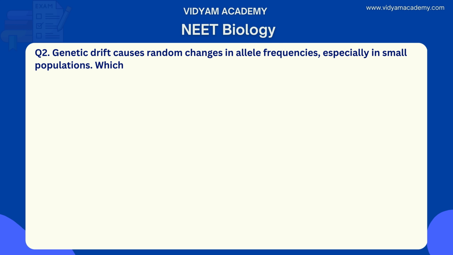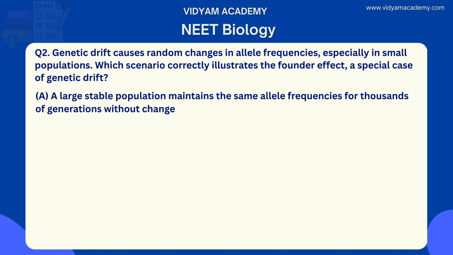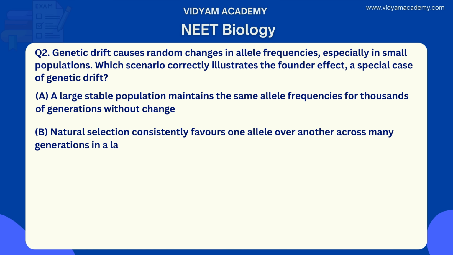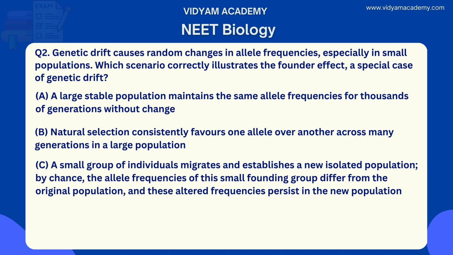Genetic drift causes random changes in allele frequencies, especially in small populations. Which scenario correctly illustrates the founder effect, a special case of genetic drift? Option A. A large stable population maintains the same allele frequencies for thousands of generations without change. Option B. Natural selection consistently favors one allele over another across many generations in a large population. Option C. A small group of individuals migrates and establishes a new isolated population by chance.